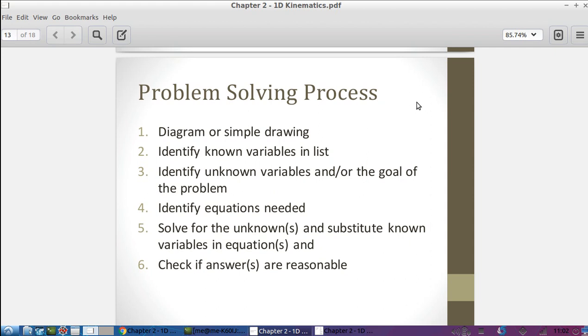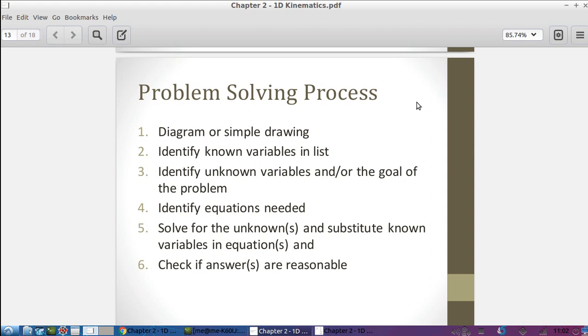Usually they'll give you enough information to where you can identify variables that you know. So one thing to look for is if they specifically say, an object undergoes a displacement of 4 meters in the positive x direction. So it'll be clear like that sometimes, but sometimes you'll have to read the problem and make some deductions of your own.